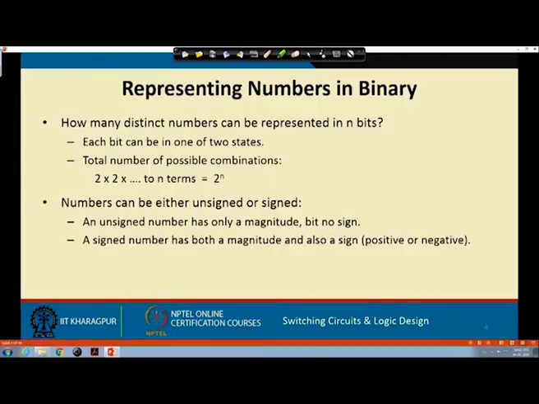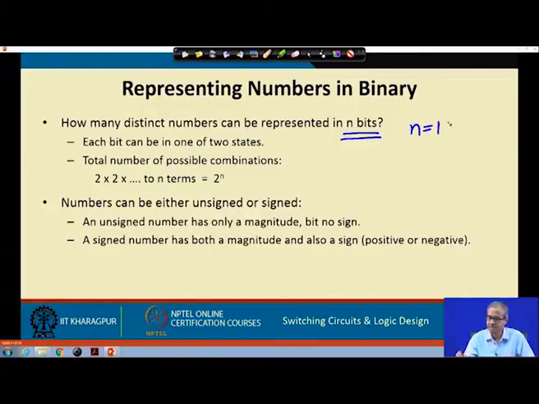Now, let us talk about representing numbers in binary. The question we are trying to answer is: suppose we are representing a binary number in n bits, let us say n equal to 16. I may want to ask, in 16 bits, how many distinct numbers can I represent? This, of course, I want to know.